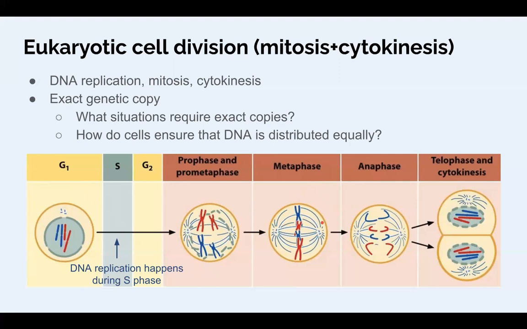So I don't need you to know prophase, metaphase, anaphase, all of those, but I would probably ask you about metaphase. You don't have to know all the phases, but keep this one in mind. So back to this question, what situations require exact copies? So a cell making an exact copy of itself.